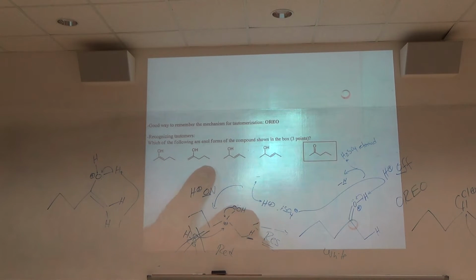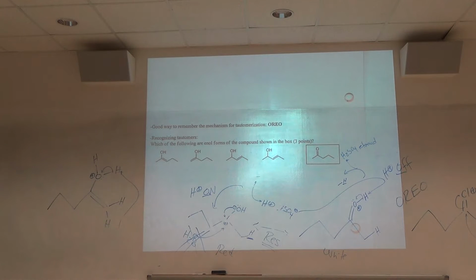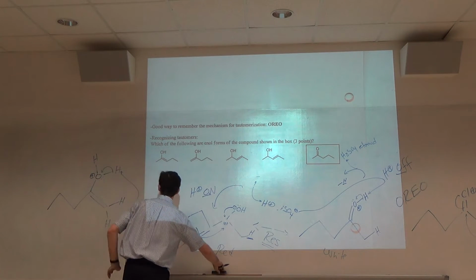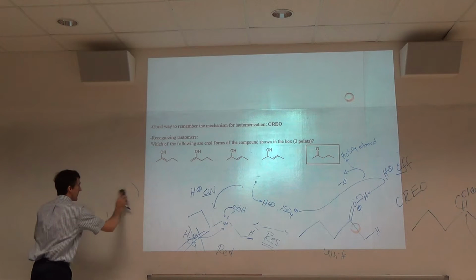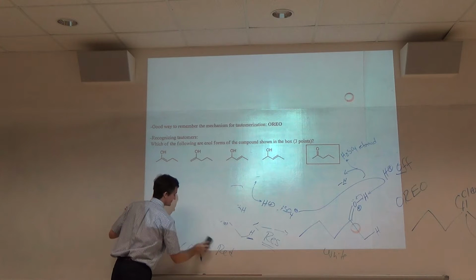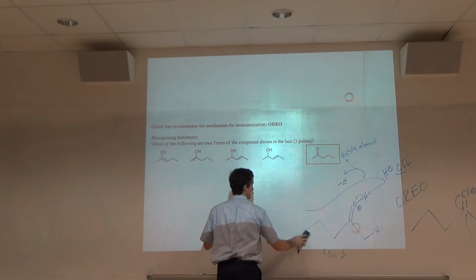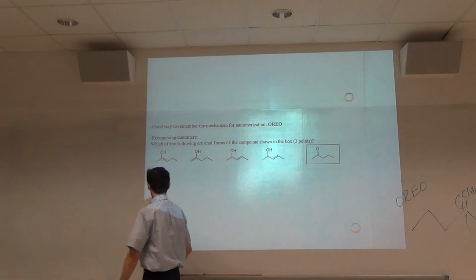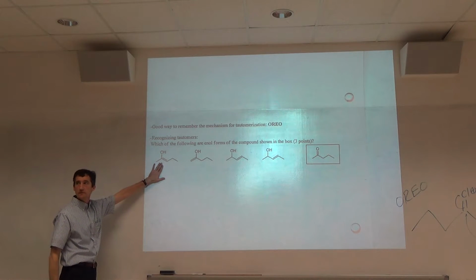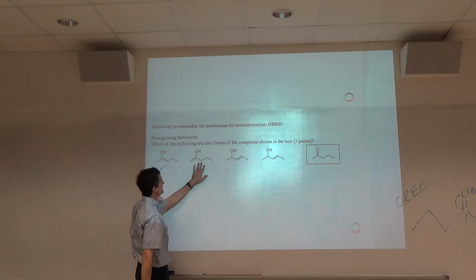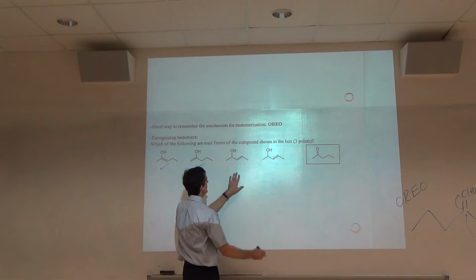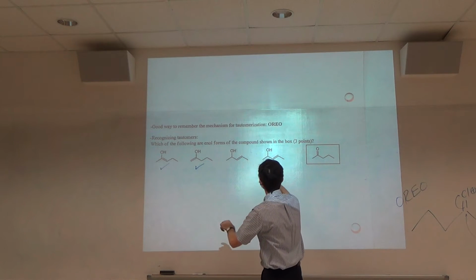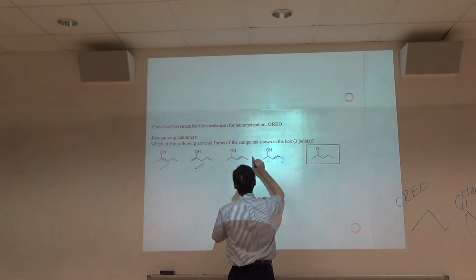Tautomers. Which of the following are enol forms of the compound in the box? With enol being a tautomer. Which are tautomers of the compound in the box? Is this a tautomer? Yes. Is this a tautomer? Yes. Is this a tautomer? No. Is that one? No. It's the same. Are those 2 the same? Yes.